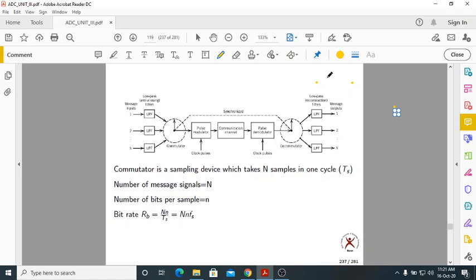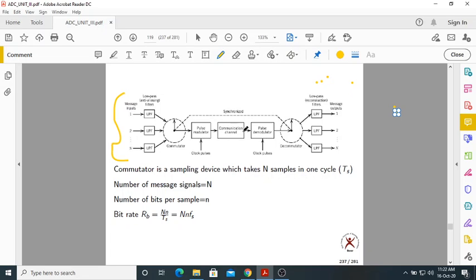Here we have something called a commutator, and we also have a decommutator, which is the opposite of the commutator. So this is the TDM diagram, where we are transmitting multiple signals, N signals, by multiplexing in time.